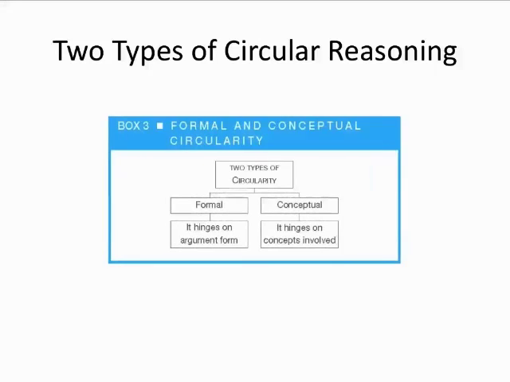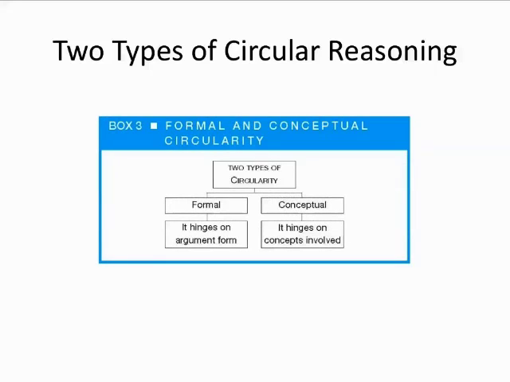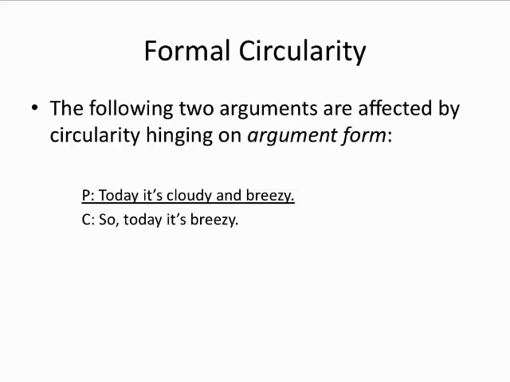This slide shows two types of circularity, formal and conceptual. One hinges on the form of the argument, the other on the concepts the argument uses. Here's two examples of formal circularity. Premise: today it's cloudy and breezy. Conclusion: so today it's breezy.